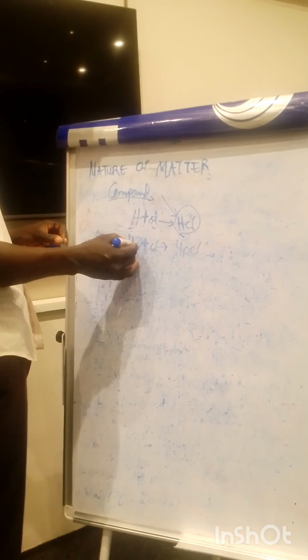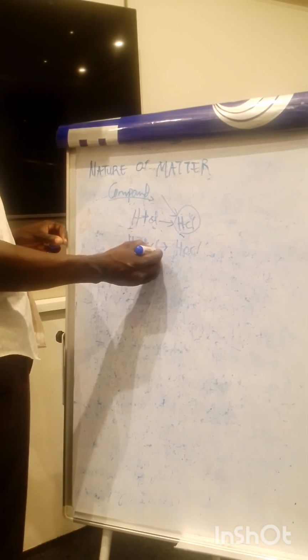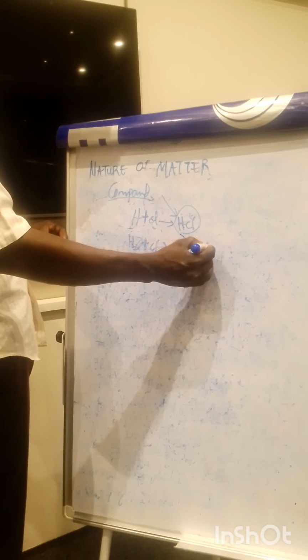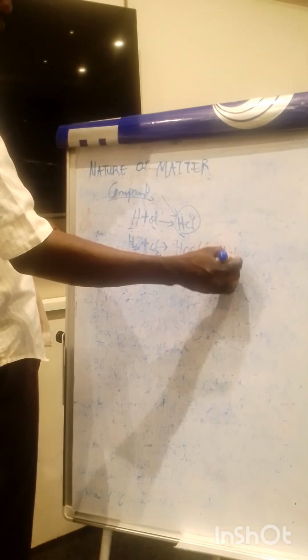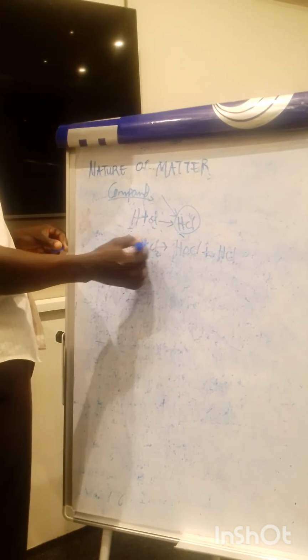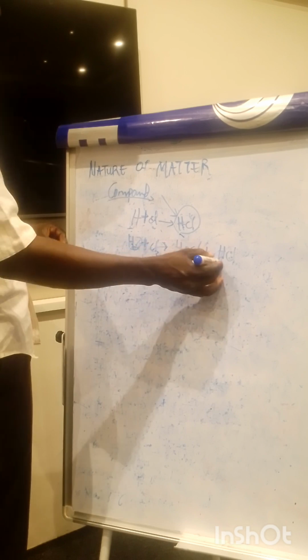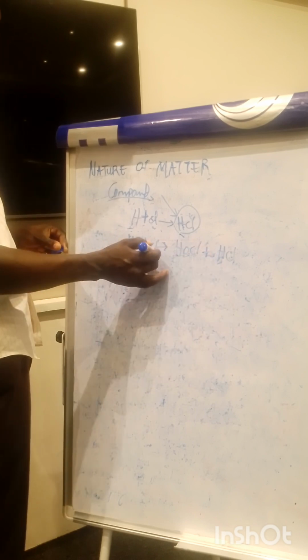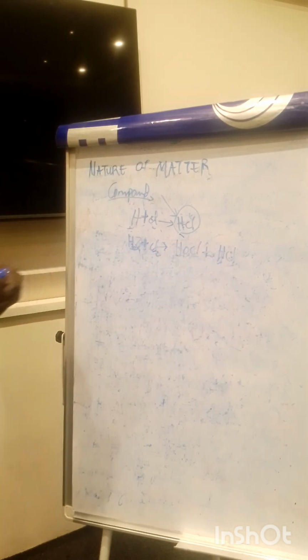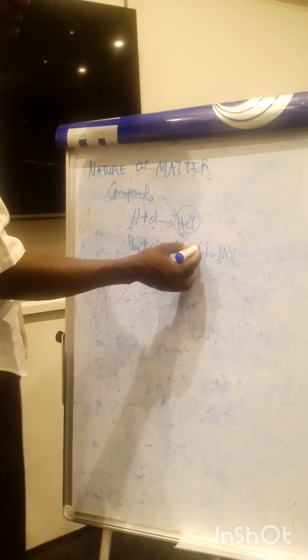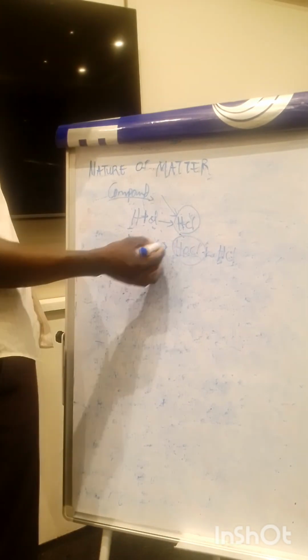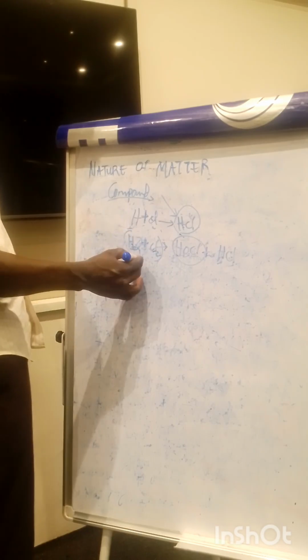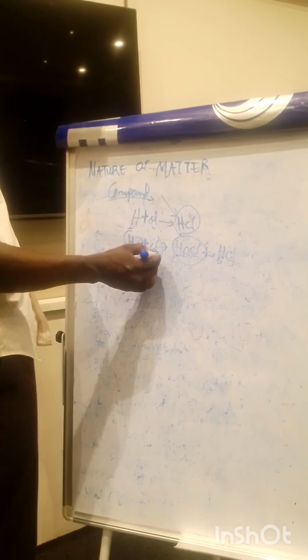HOCl, but I think we should now put Cl as Cl2, and continue like this. That will give us hydrogen 2, oxygen 1, chlorine 2. So this is a compound here, and it's being formed from the combination of our elements.